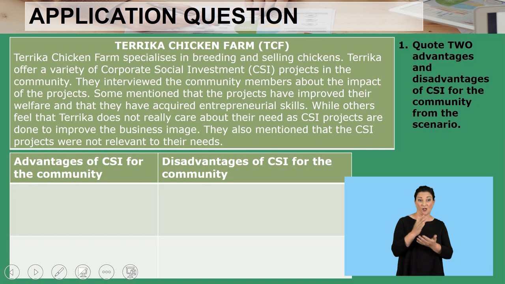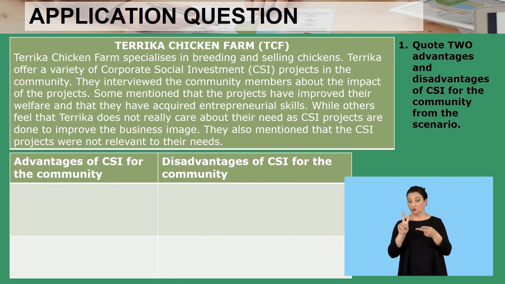Now, the first part is that we need to quote two advantages and two disadvantages based on what we see in the scenario. So what we see here is that Terrika Chicken Farm breeds and sells chickens, and Terrika offers a variety of corporate social investment projects in the community. Now, that information doesn't give us any advantage or disadvantage, because the aim here is to get advantages and disadvantages of corporate social investment for the community.